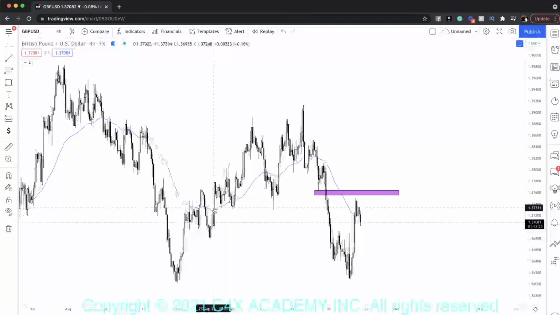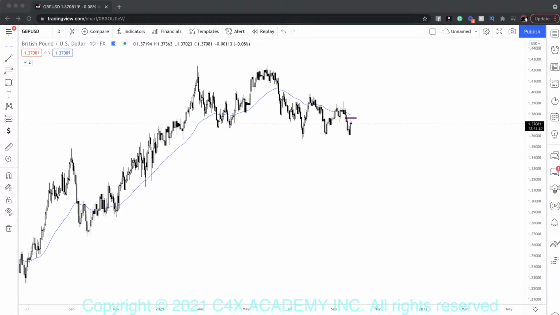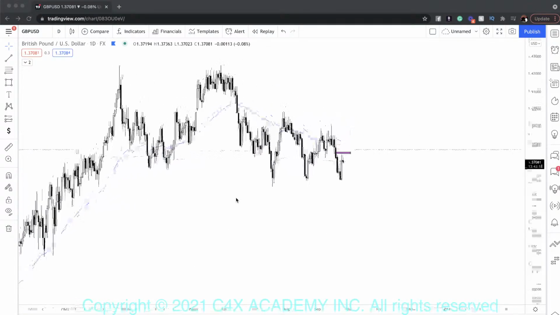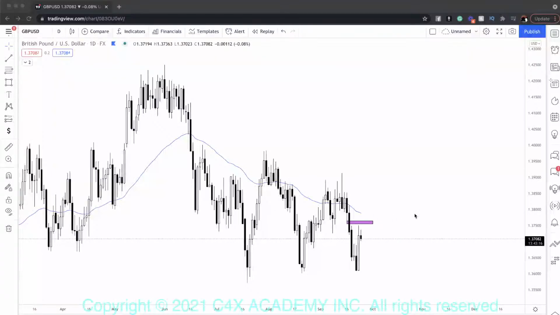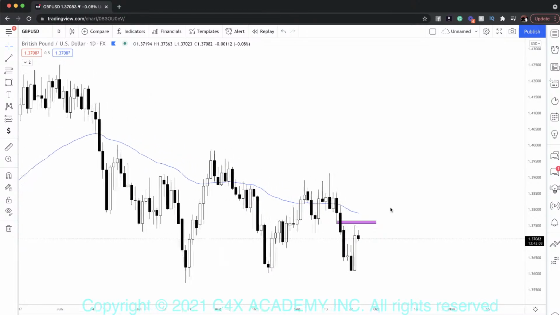Now, one thing that I am taking into consideration is the daily time frame. On the daily time frame, I want to identify the overall structure and exactly what the market is doing. In this scenario, we can see how the market has still maintained its bearish structure to the downside. So ideally, we'd be looking for bearish scenarios.